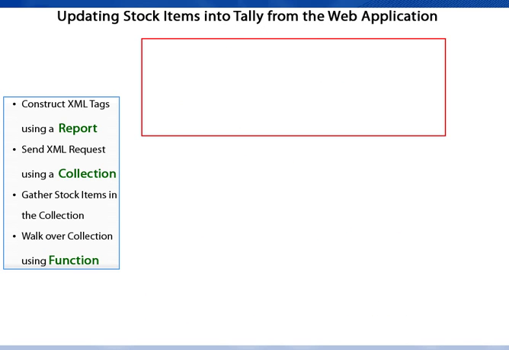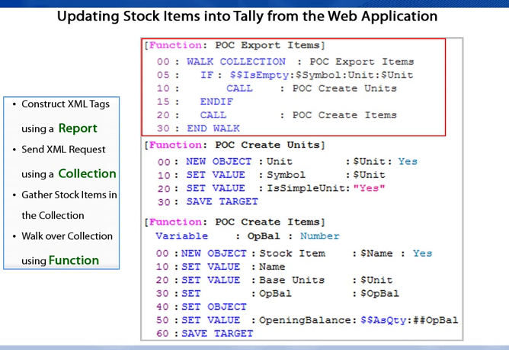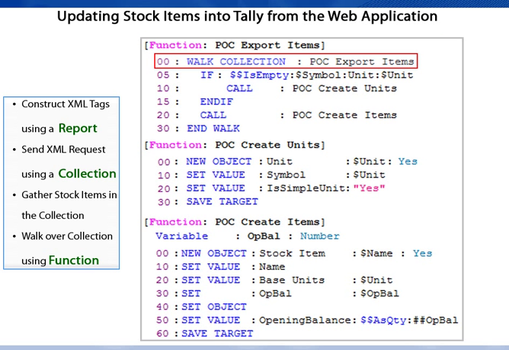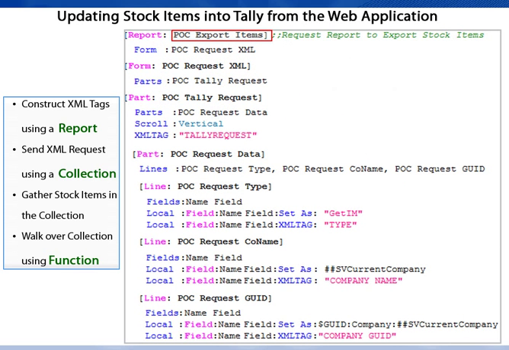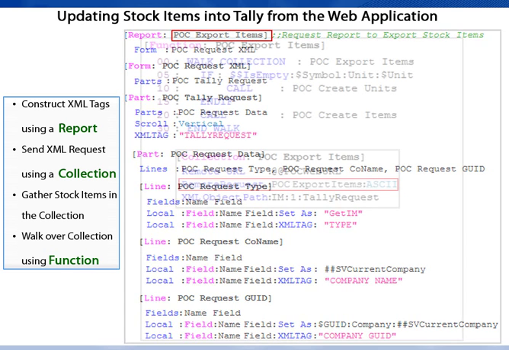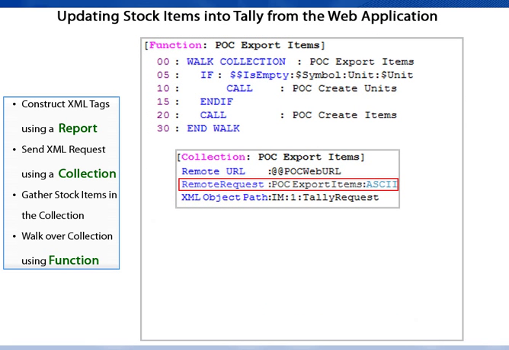First, the user-defined function is called by clicking on the particular menu item. This function triggers the collection through the action walkCollection. The collection is meant to send the XML request. The attribute remoteURL specifies the URL of the application. The remoteRequest attribute specifies the name of the report to gather XML tags as the first parameter and the format as the second parameter. Once this request is sent, the web application responds with an XML response holding the object's information in the agreed format, which is also held by the same collection.